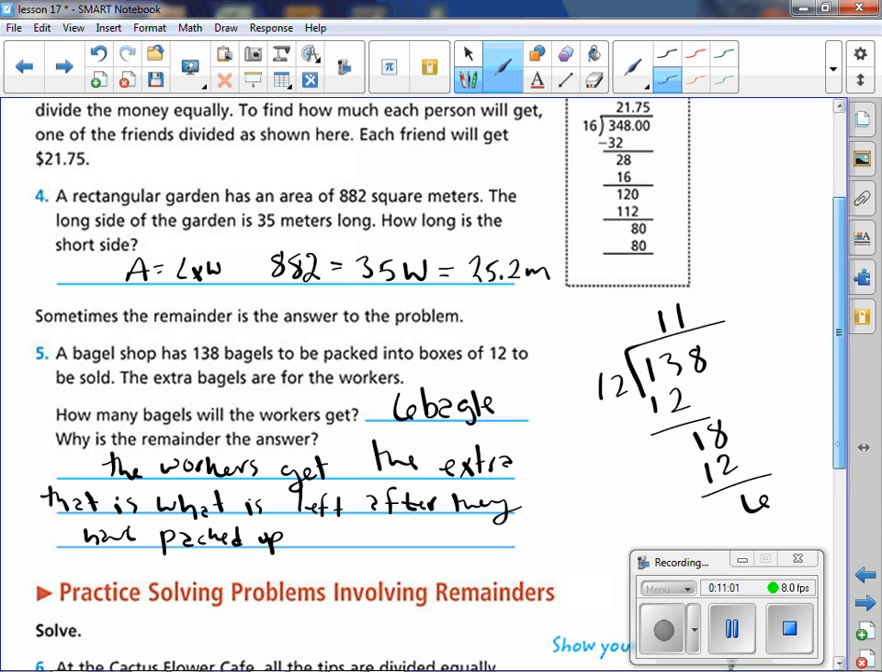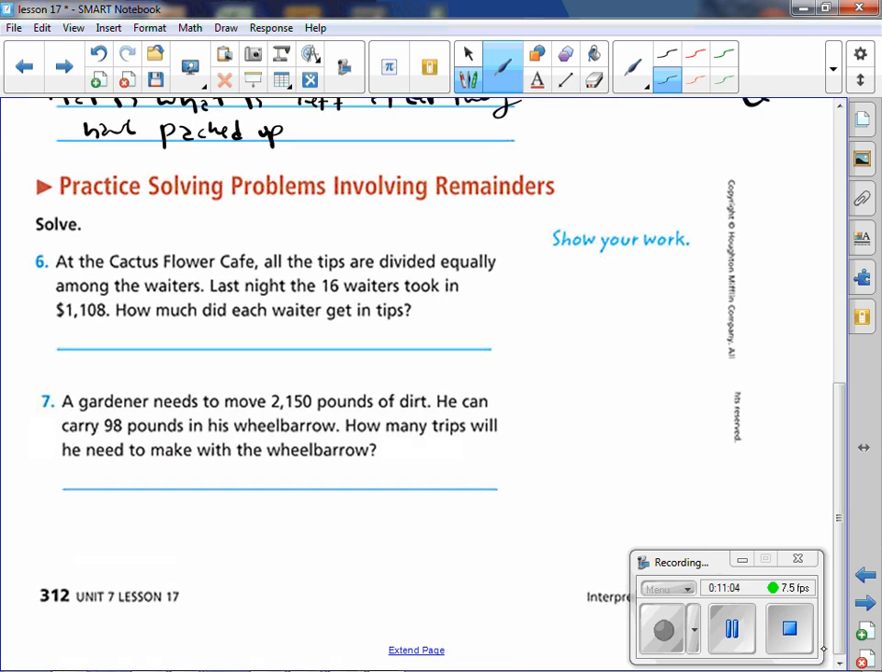Okay. Well, let's go ahead and go on and try a couple more. At the Cactus Flower Cafe, all the tips are divided equally among the workers. Last night, the 16 waiters took in $1,108. How much did each waiter get? Remember, it's money, so you want to go into decimal form. Okay, so that's my hint for you. Go to decimal. Okay, let's read the next one. So you're actually going to do 1,108 divided by 16 and find your answer in dollars.